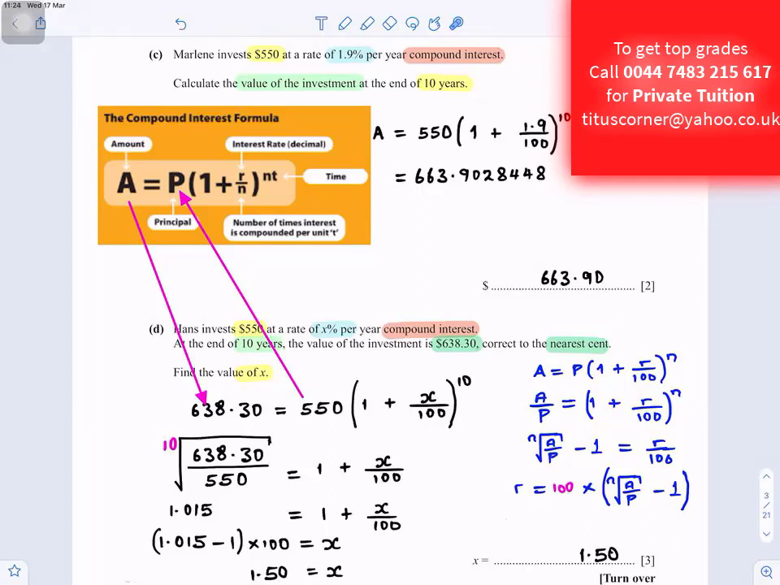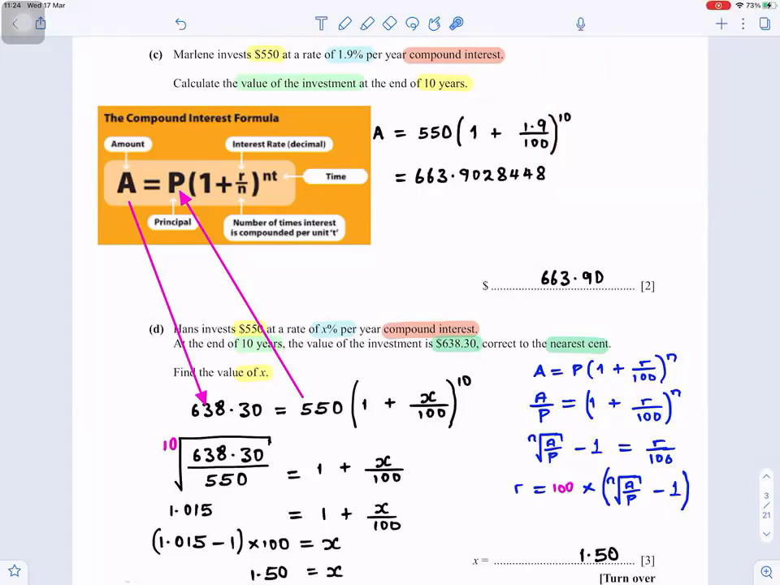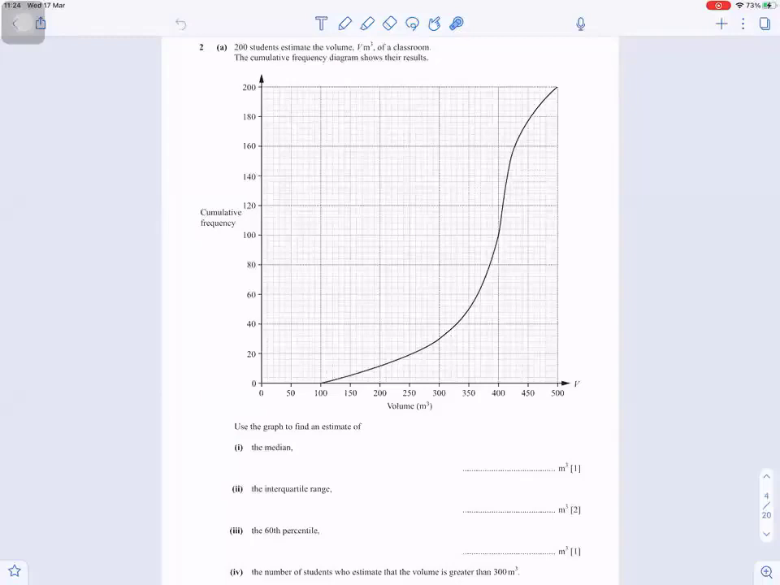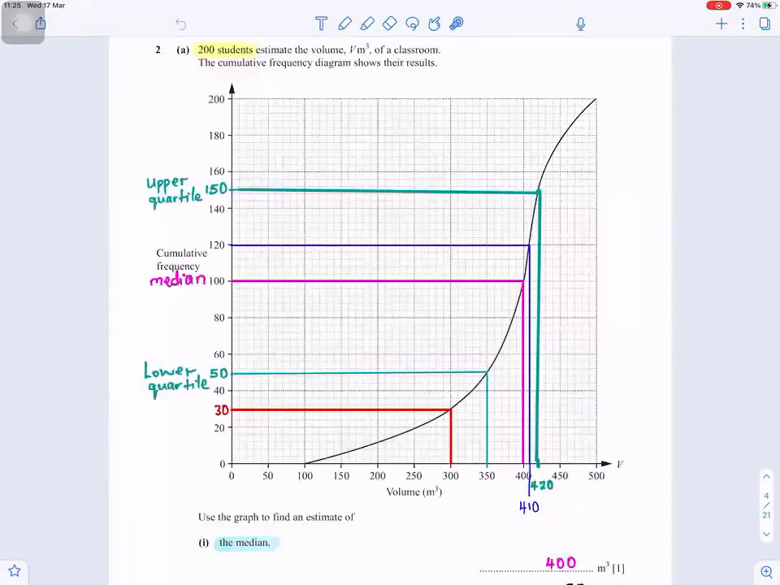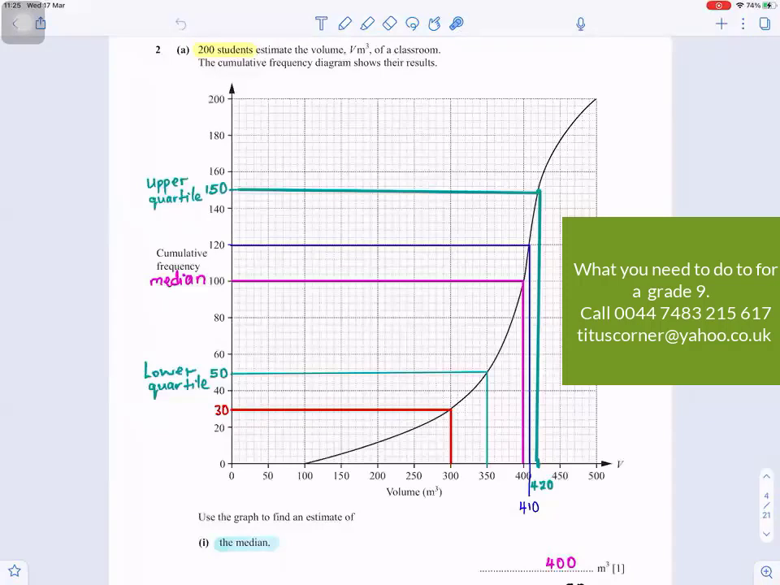Now you substitute the values. You substitute 10 for n, 638.30 for A, 550 for P, and put it in your calculator, and that gives you the answer of 1.50%. This is question number 2. You can press pause and have a go at it, and when you're ready, you come back and look at my solutions. Welcome back.